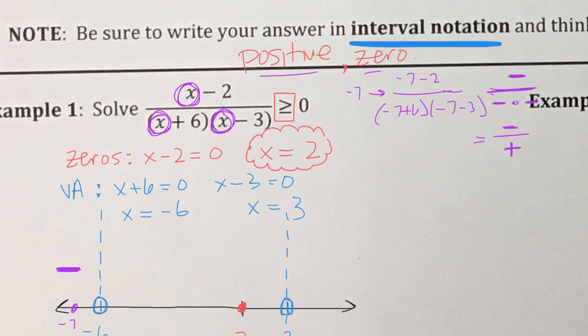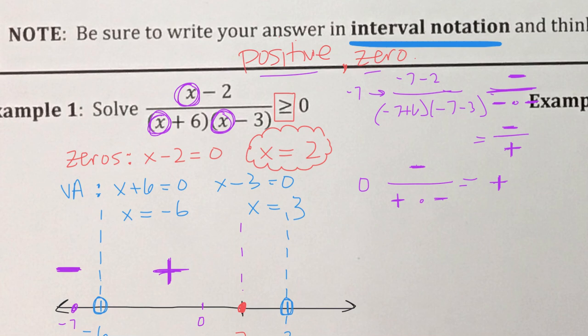So now let's pick something between -6 and +2. How about 0? Math with 0 is pretty okay. 0 minus 2, that's a negative. 0 plus 6, that's a positive. 0 minus 3, that's a negative. So what is a negative divided by a negative? That's a positive. So anywhere between -6 and +2, right? That's our interval. Everywhere between -6 and +2 is going to be a positive value. That's exactly what we're looking for, are positives.